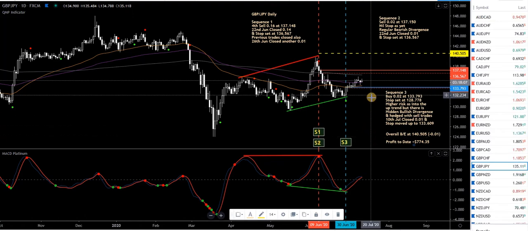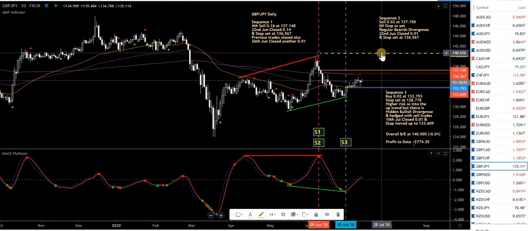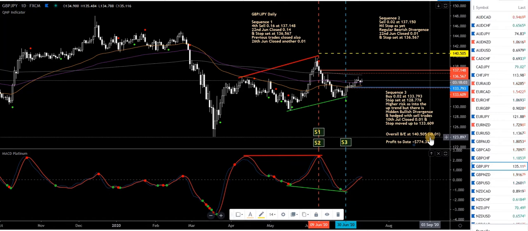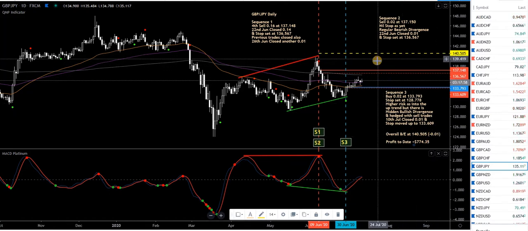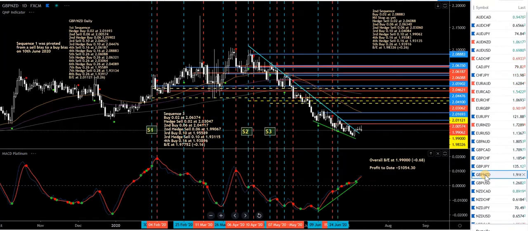And my overall break even is all the way up here. And because we're net minus 0.01, as long as we stay below that yellow line, all three trades are in profit, which is good.